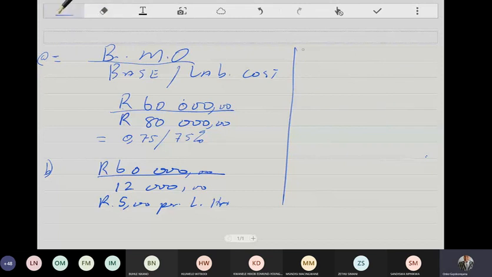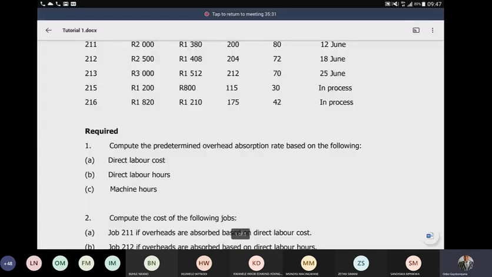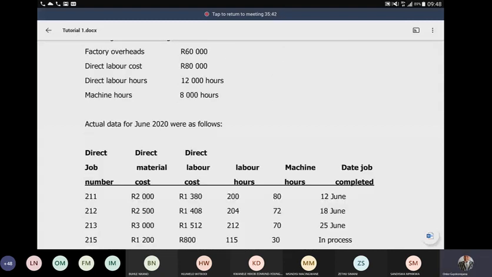Then we move on to requirement C. Requirement C says, now let's take the machine hours. If you look at requirement C, we're using the machine hours. When you look at our machine hours, the budgeted one is 80,000. Be careful of that, guys, and don't get too excited and say, no, you've got this.